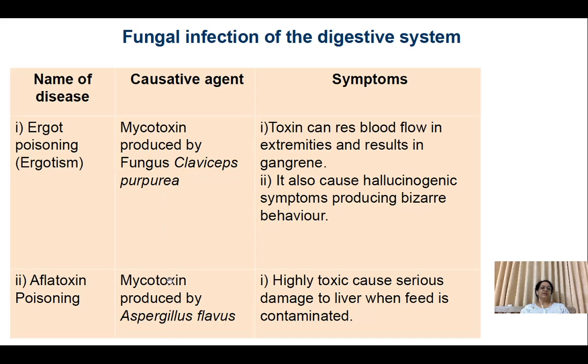Similar to this, one more fungal pathogen which is mycotoxin producing is Aspergillus flavus. This produces the disease aflatoxin poisoning. It is highly toxic and causes serious damage to the liver when feed is contaminated. This is not only a disease of human beings but of animals also.